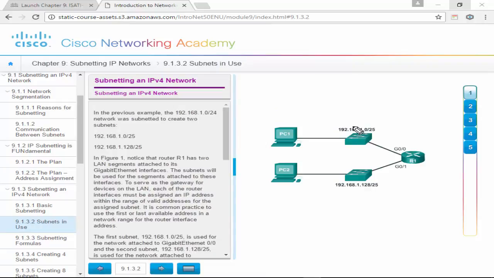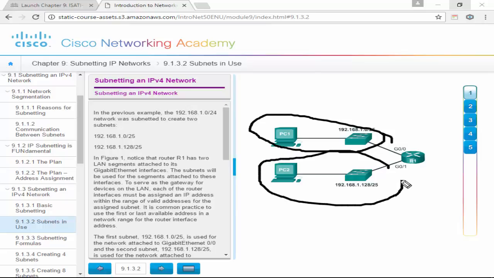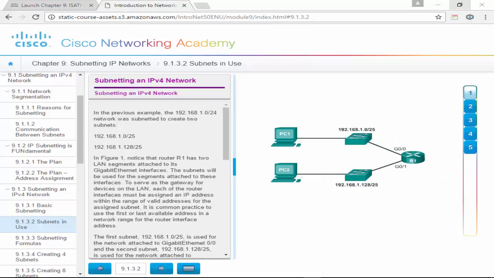So here's our /25 again. Remember, the 25 is called a prefix, and it just tells us how many ones or network bits are in the subnet. And it has broken this into 2 networks. This network can only send to itself until it connects to a router, and this network can only connect to itself. So we've separated it out. Each one has a different broadcast, different network number, and its own hosts.